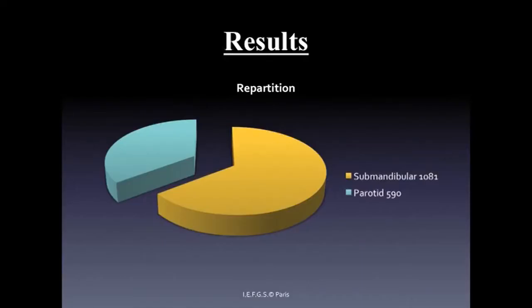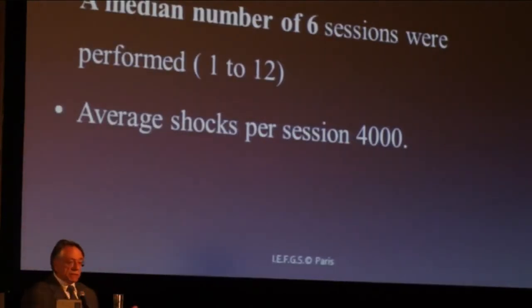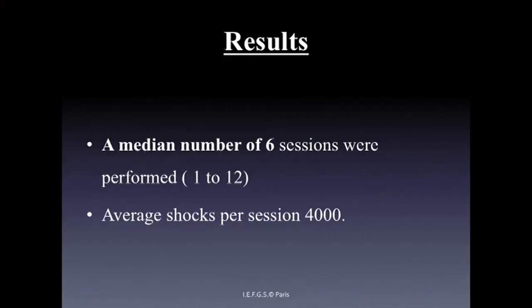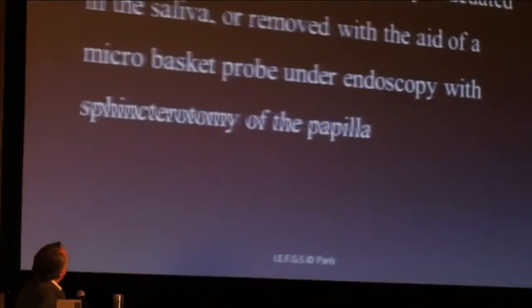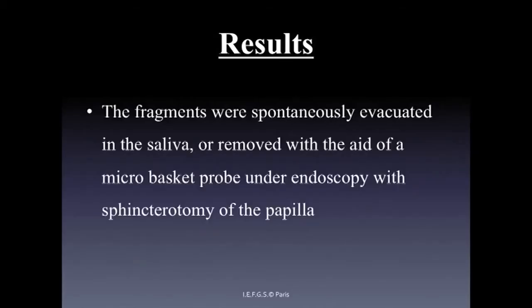The repartition, you know, is always the same. It's more for the submandibular gland than for the parotid gland. Here we have 1,081 for the submandibular gland and 590 for the parotid gland. The median number of sessions is 6, that means 1 to 12. The average number of shock waves is always the same, 4,000. And the fragment is evacuated spontaneously, or with the basket probe, or with the basket probe and the endoscopy.